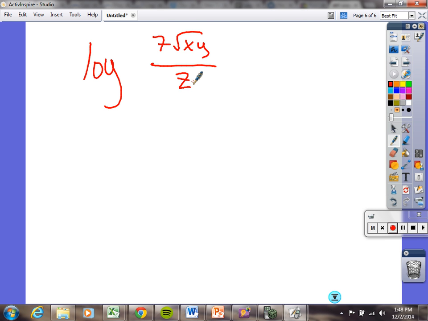It actually is 4. How is there 4? Let me explain. Notice how many terms are up there? 7, x, y, and z. There's 4 things, so therefore you split it apart into 4 different logs. So however many things are there, that's what you need to look into.